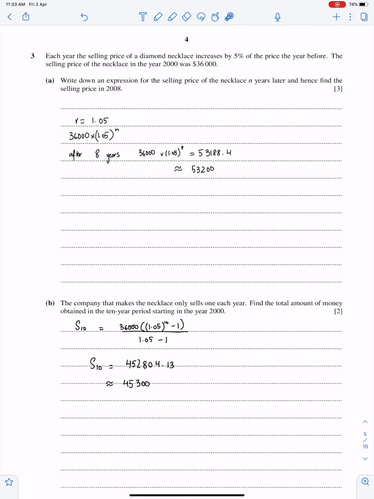Question number 3. Each year, the selling price of a diamond necklace increases by 5%. This is GP. Whenever we have a percentage, then the question is of GP. So R, increases means 105%, so your R will be 1.05. The selling price of the necklace in the year 2000 was 36,000. This is the first term, A. So A is this. This is R, increases 105%, which means 1.05, and this is the first term.